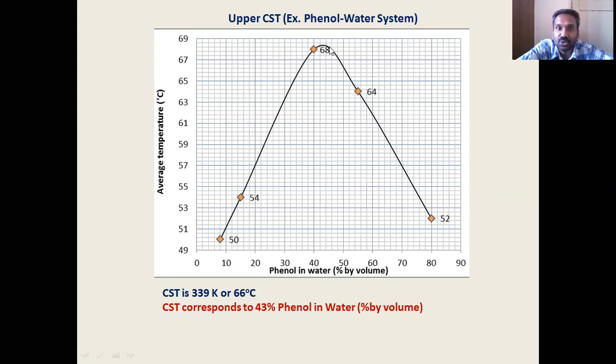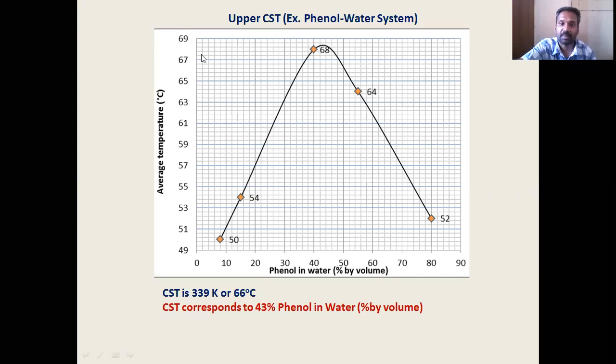Do you understand? In fact, if you imagine this as a phase diagram, all the area enclosed within this curve represents two phases, water plus phenol immiscible. The area outside this curve represents a single phase, water plus phenol miscible. Therefore, construction of this curve for the phenol water system is required to find out the critical solution temperature of phenol.